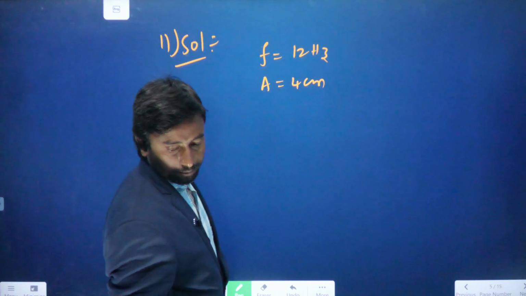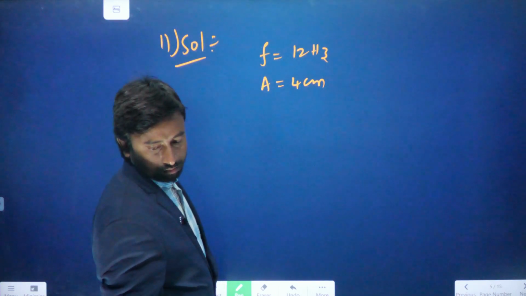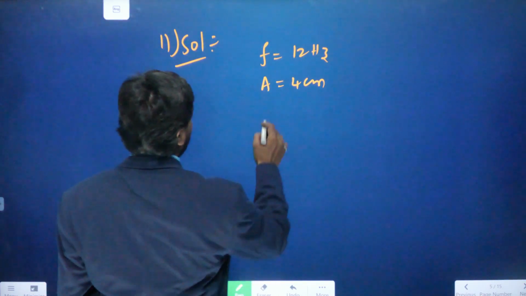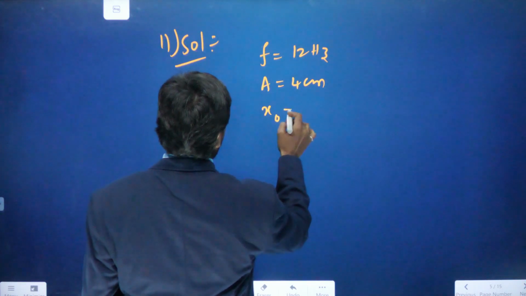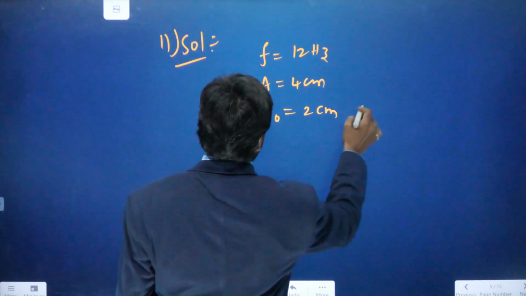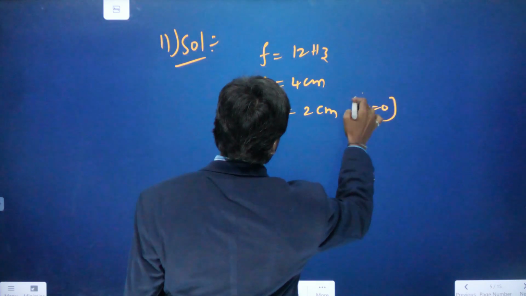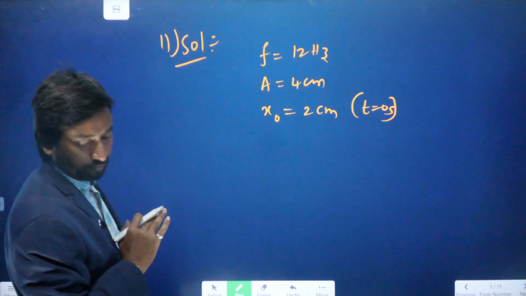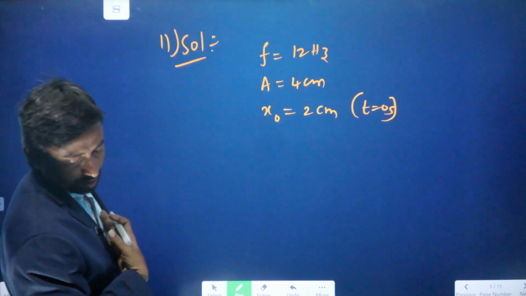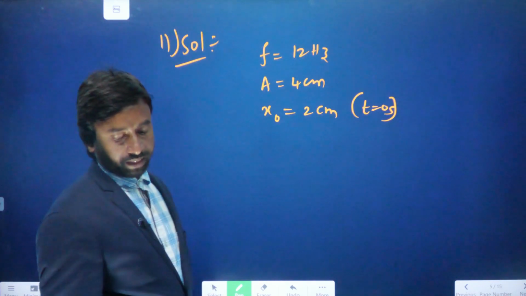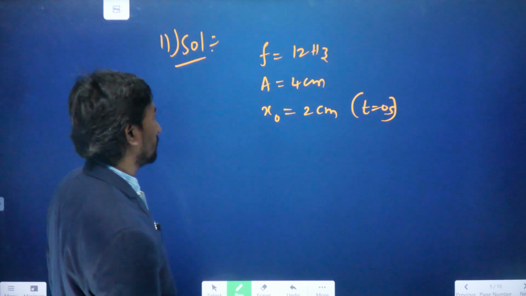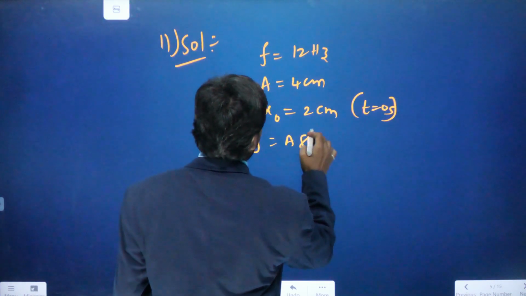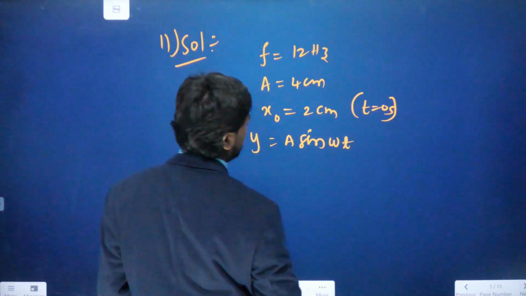Then the positive initial displacement we can write as x naught, that is 2 centimeters. This x naught is nothing but the displacement at t is equal to 0, at 0 seconds, that is the initial displacement of the particle. Then we can write the displacement equation. Generally we can write y is equal to A sin omega t.